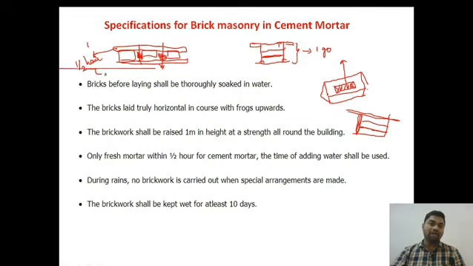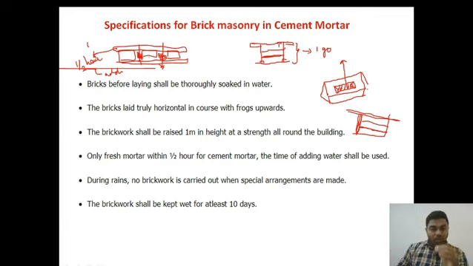Because the initial setting time of cement is how much? 30 minutes, half an hour. So within the initial setting time of cement, whatever cement mortar you are preparing should be laid between the bricks, above the bricks or below the bricks. That mortar should not be kept for a very long time.